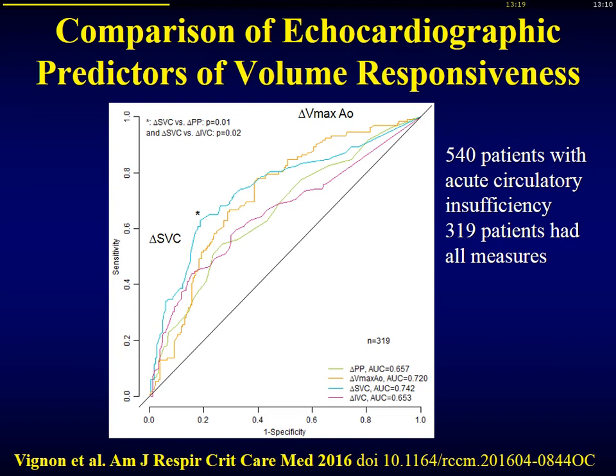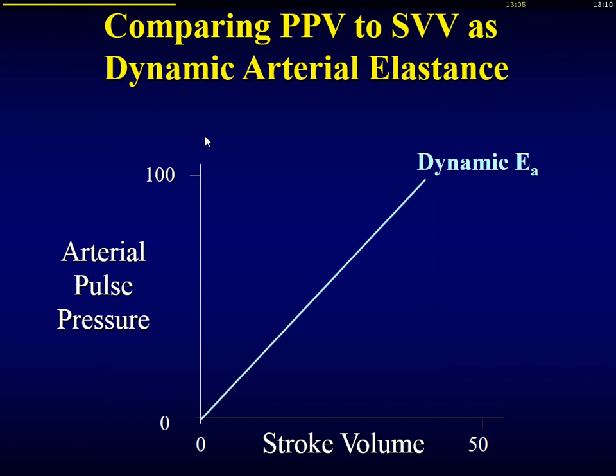And the patients were breathing on low tidal volume breathing. They had heart failure, tamponade, pulmonary emboli, sepsis. It was the entire ICU cohort. And they showed a pretty darn good receiver-operator characteristic for all of them. So we can believe pulse pressure variation is very good for looking at volume responsiveness, as is stroke volume variation.